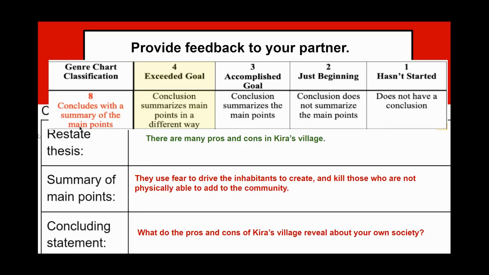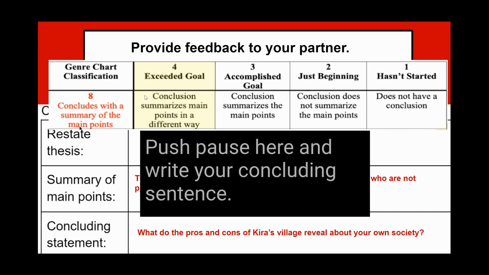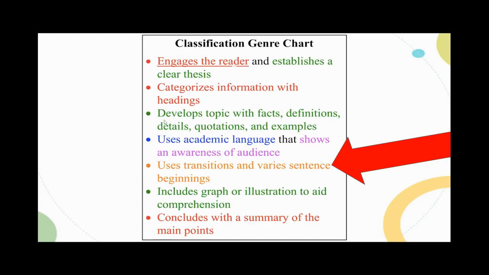To make sure that you get full points on this, you need to make sure that you summarize the main points. That will get you a 3, but if you want extra credit, you need to summarize them in a different way than you did in your paper. Next, we're going to talk about transitions and varying sentences.